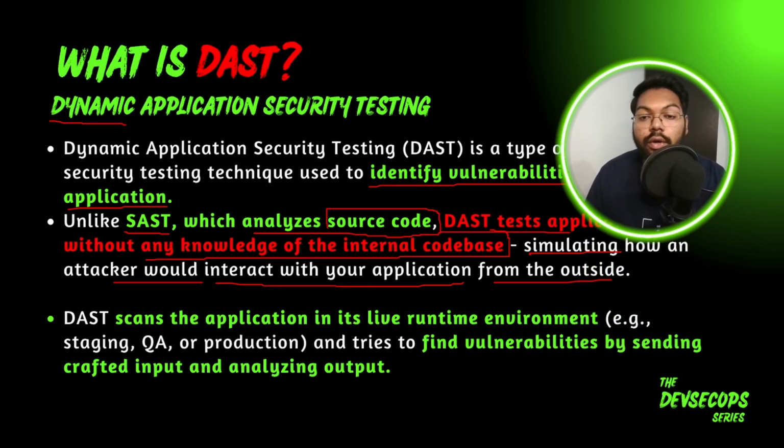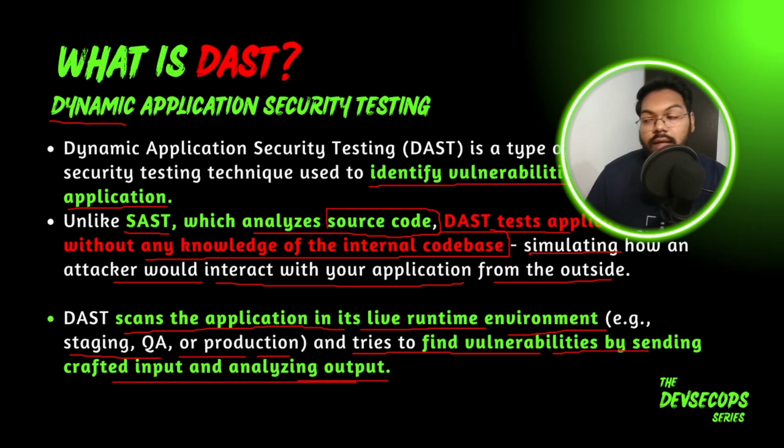So that's what we are going to learn. We are going to do DAST, which scans the application in its live runtime environment. Okay. So either it be any operating system on production, QA, or staging environment. And what it does is it tries to find vulnerabilities by sending crafted input and analyzing the output. So it would test your application.